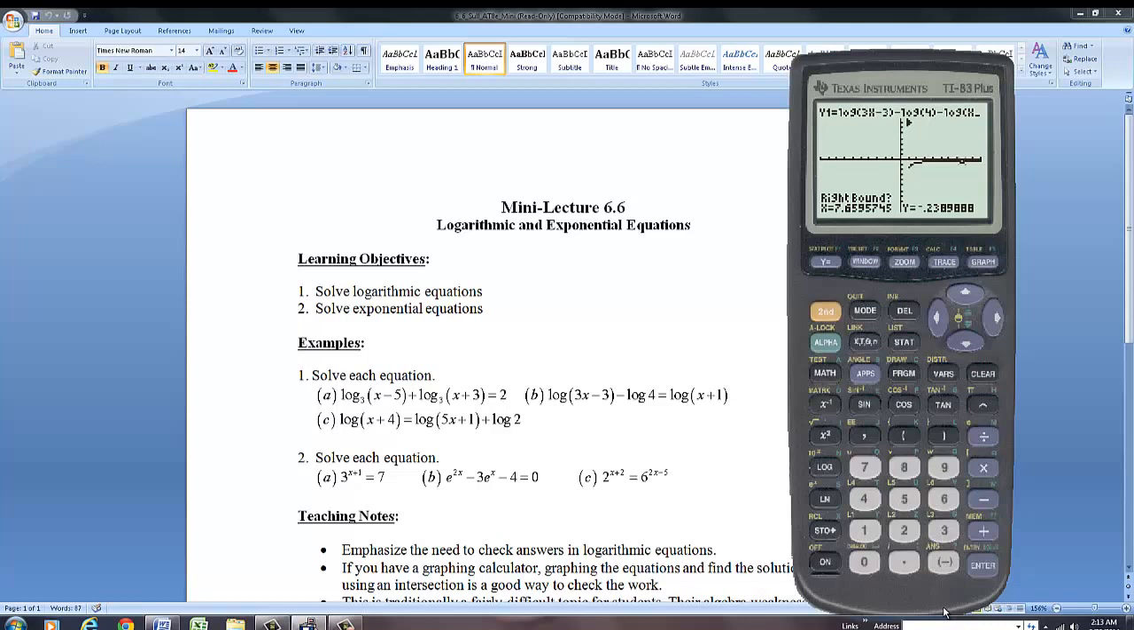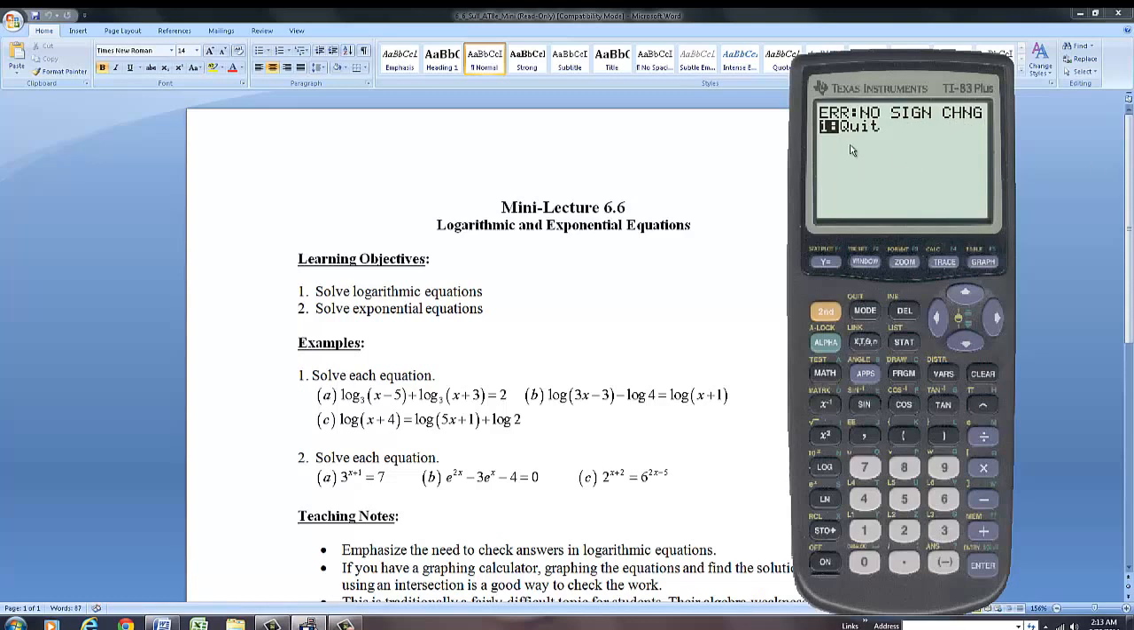Okay, that's far enough. Let's hit enter. The guess we can ignore. Hit enter. And it gives me an error. See, this tells me there's no sign change.